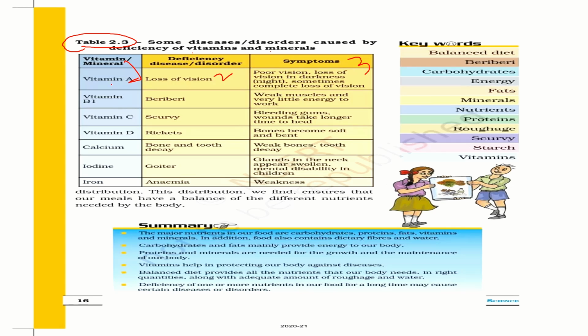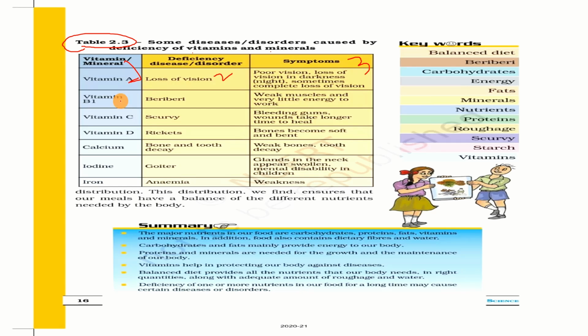Okay, first coming to vitamin A: loss of vision and poor vision. Loss of vision means we can't see properly. Vitamin A deficiency disease will give us loss of vision. Symptoms are poor vision, loss of vision in darkness or at night, and sometimes completely losing vision, which means you can't see any of the things.